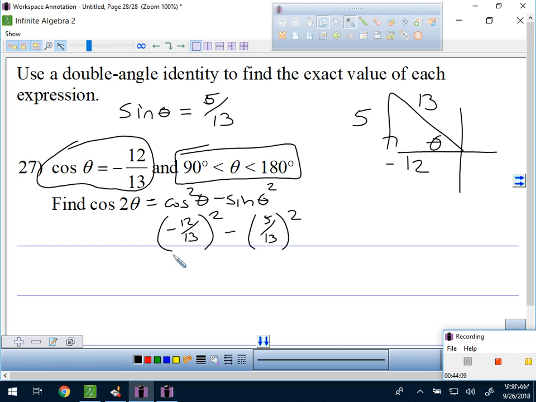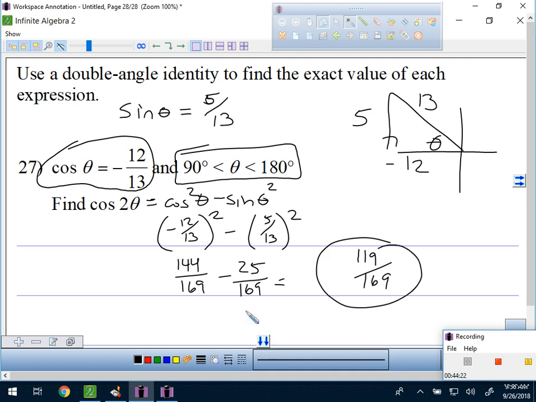Don't forget to square it. If you would type that into your calculator, you could type the whole thing, but I'm trying to do it by hand. You should get 144 minus 25. You should get 119 over 169. And that would be the answer for number 27. So that's pretty straightforward, not too bad. Again, you can type this directly into your calculator and you would get your answer, so you're good to go.